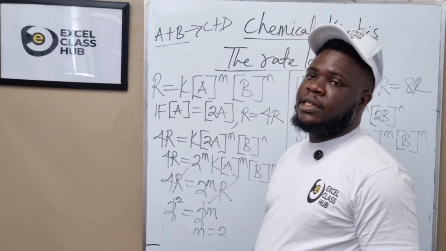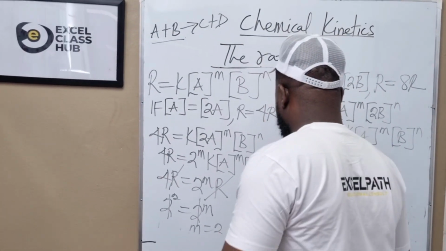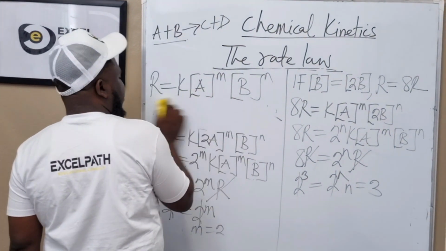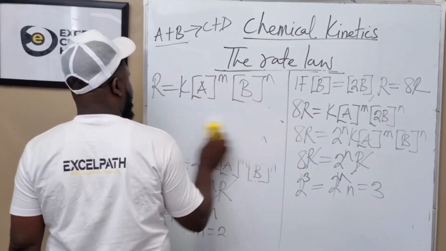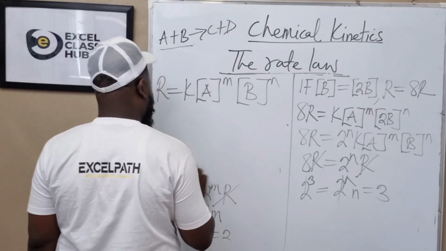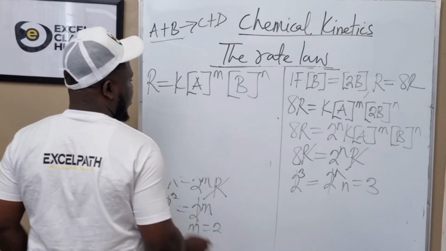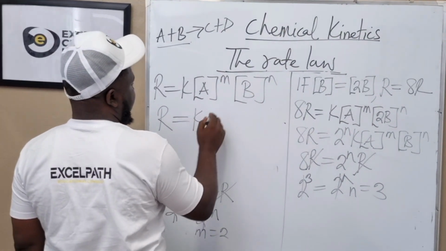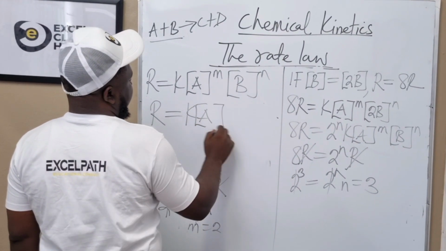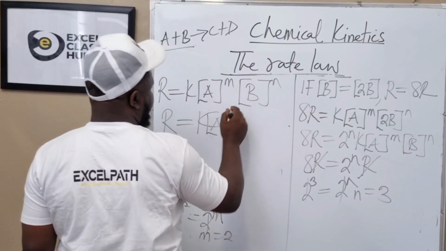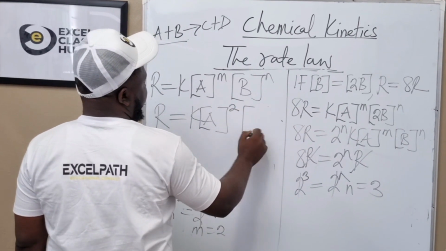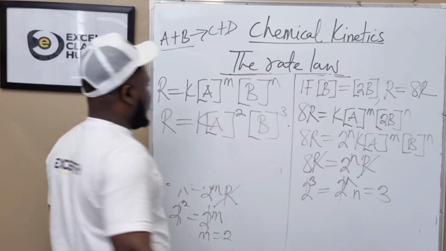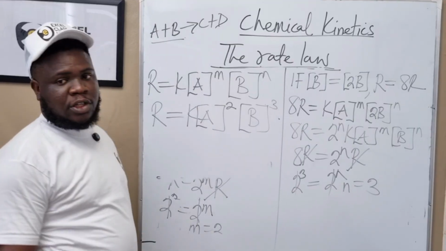But the question said we should determine the rate law. So what would the rate law be? The rate law R now becomes R is equal to K, concentration of A. What did we get as our M? We got our M to be equal to 2. Then concentration of B. Then we got our N to be equal to what? 3. So this will be the rate law expression.